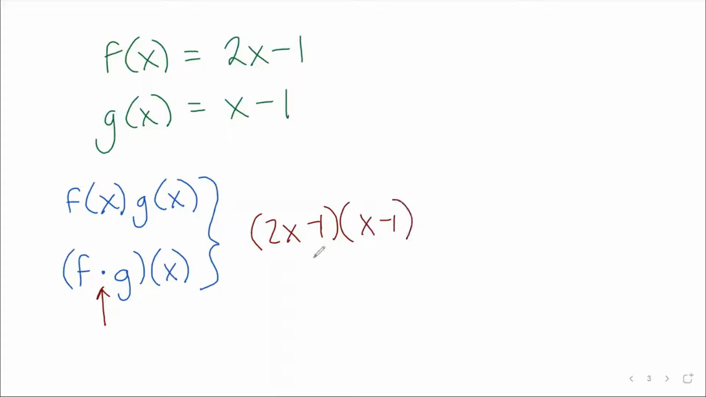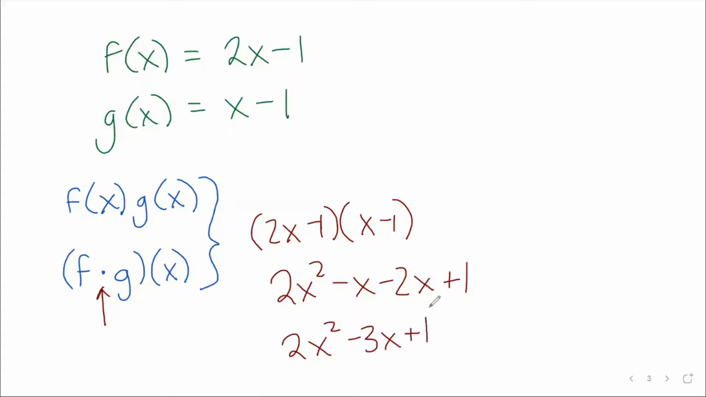x minus 1, so FOIL that, minus x minus 2x plus 1. And so our final answer would be 2x squared minus 3x plus 1. That's f times g of x.